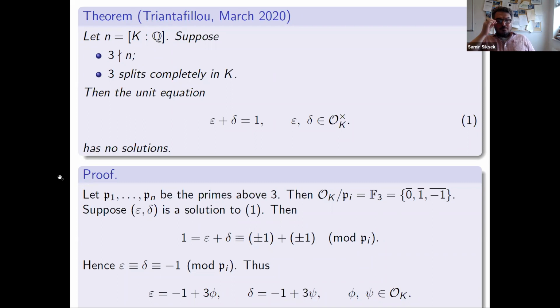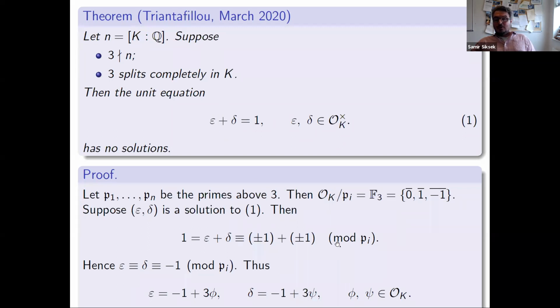Okay, 3 splits completely. So there's n primes above 3, n is the degree of K, and the residue field for any one of these primes is F3, and the residues in F3 are 0, 1, and -1. So if I take my epsilon, it's got to be 0, 1, or -1 modulo P. But of course, epsilon's a unit, so it can't be 0. So it's got to be 1 or -1, and the same for delta.